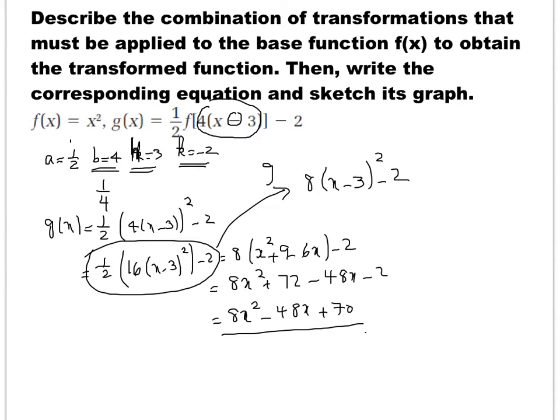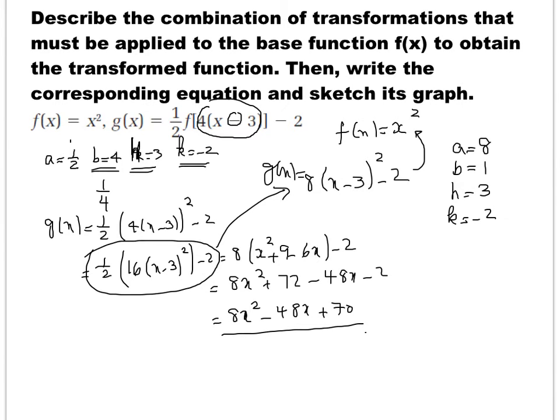This is our g of x. We know that the base function for a quadratic is x squared, so our base function is f of x equals x squared. Now if we compare this one to this, we can see that our a is 8, our b is equal to 1, our h is 3, and our k is negative 2.